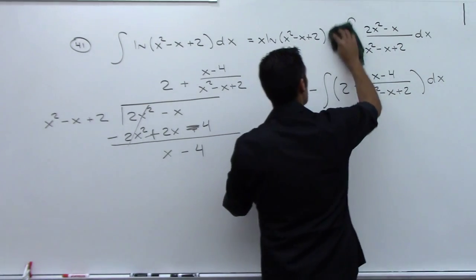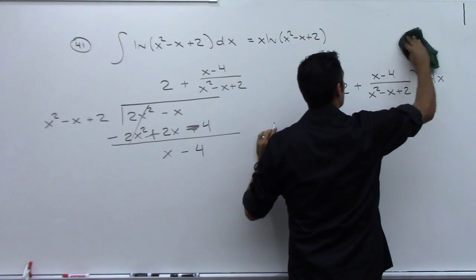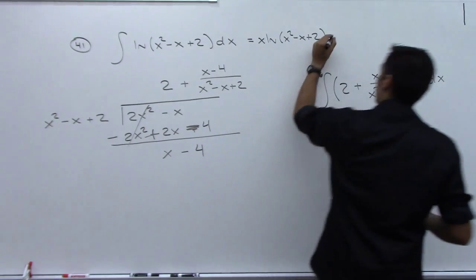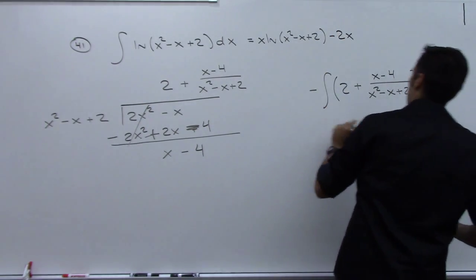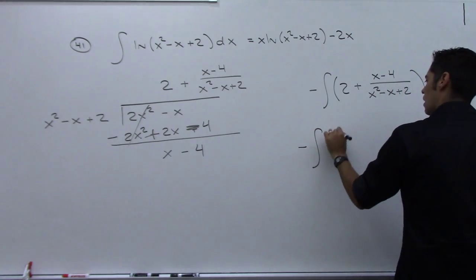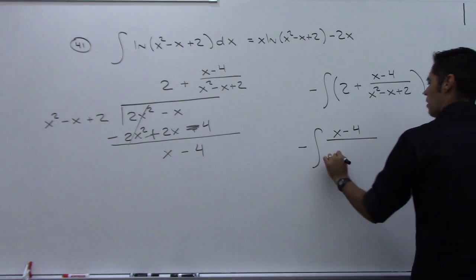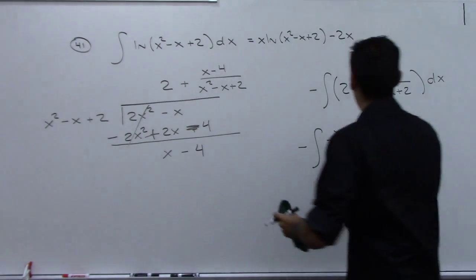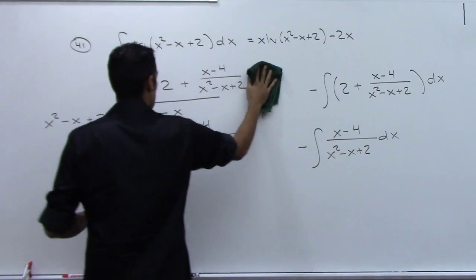So what I'm going to do is write down where I am so far. I have minus the antiderivative of that, so minus 2x. And then the next part is whatever this is, so minus the integral of (x minus 4) over (x squared minus x plus 2) dx. Whatever I get from this, I'll slap it on right there, and that'll be my final answer.